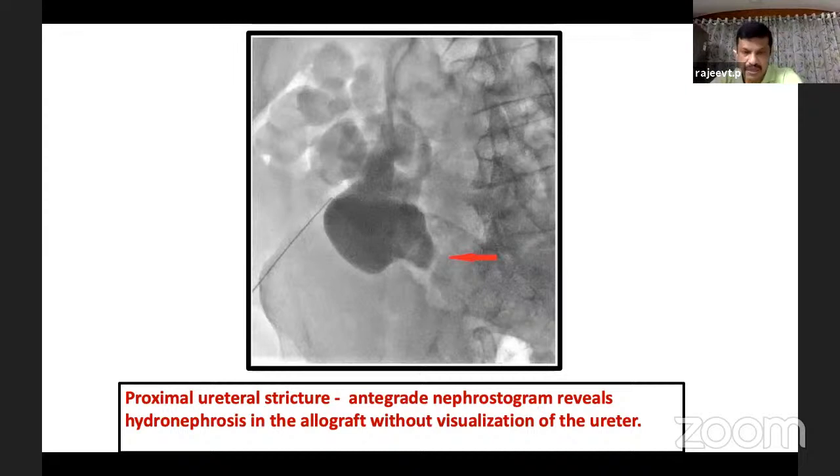This is a case of proximal ureteral stricture on an antegrade nephrostogram. This reveals hydronephrosis in the allograft. There is no visualization of the lower ureter.